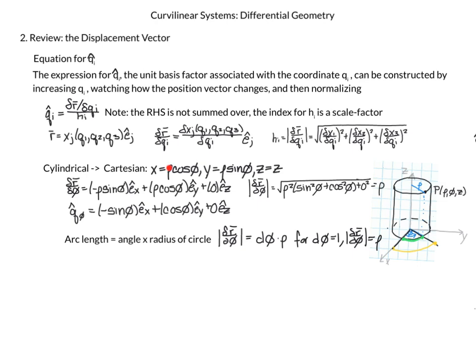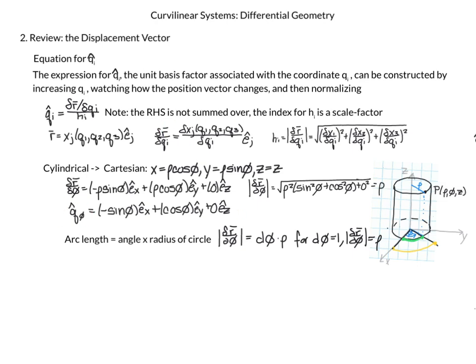So over here, we would get minus rho sine phi. Here we'd get rho cosine phi, and here we would get 0. And then finally, we need to normalize. So we divide by the length of this vector here. I have the length of the vector calculated as rho, so I divide this by rho, and that will give me my basis vector for phi.